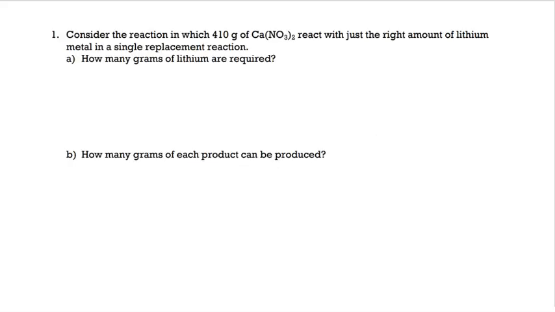So let's begin with number 1. It says to consider the reaction in which 410 grams of calcium nitrate react with just the right amount of lithium metal in a single replacement reaction. So notice we don't have step 1, which is the balanced reaction. So we're going to have to write that down up at the top here, which means you're going to have to go back to your Unit 5 knowledge, right?